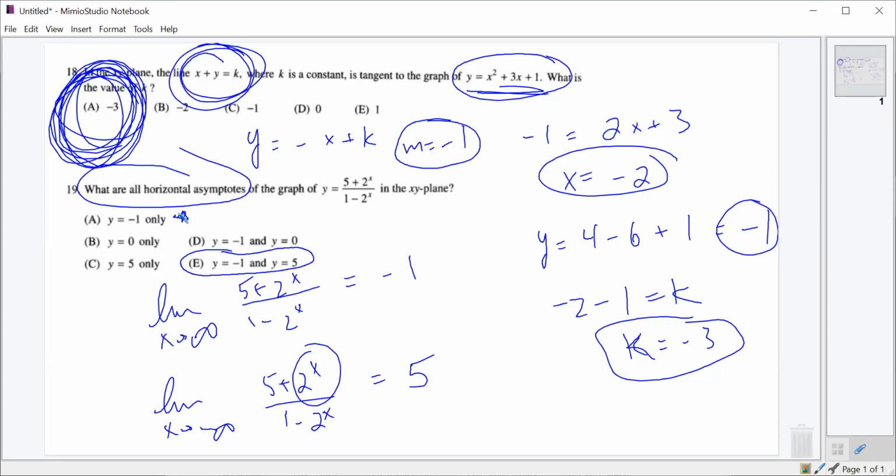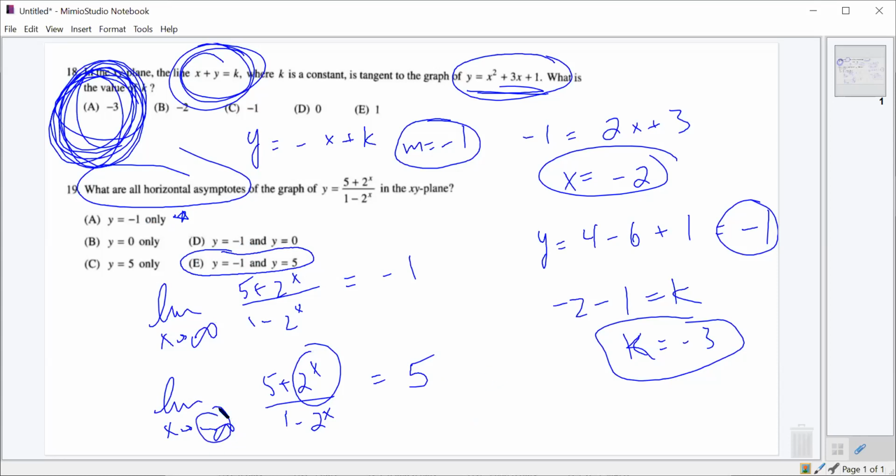Can you explain again why it would end up being 5? I think I'm losing you on why it would be a positive infinity on the top and a negative infinity on the bottom. I hope that's not what I said. Hopefully that's not what I said.